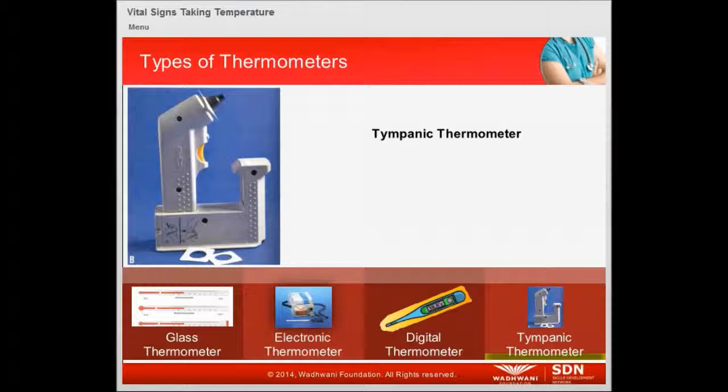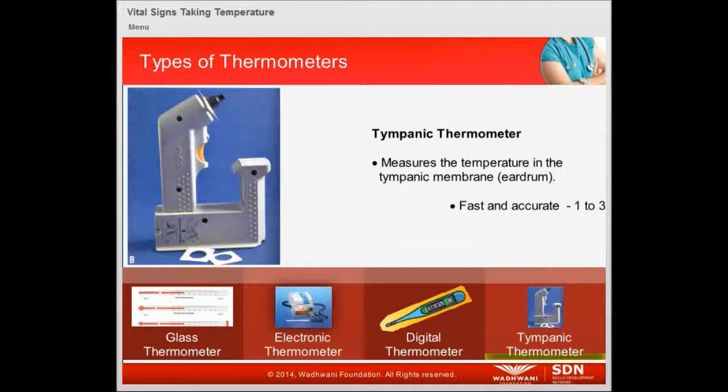Another type of thermometer is the tympanic thermometer, as shown in the figure. It measures the temperature in the tympanic membrane or eardrum. Tympanic thermometers are known to be fast and accurate. It takes only about 1 to 3 seconds to record a temperature.